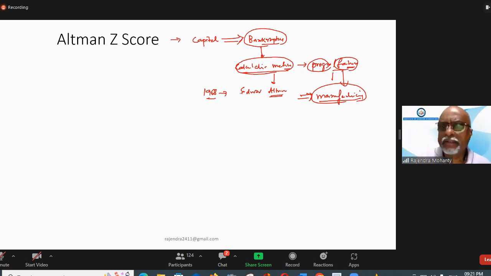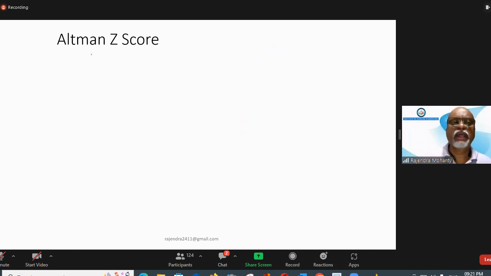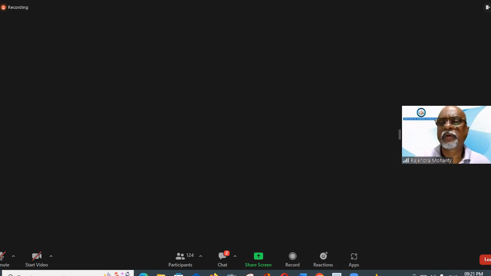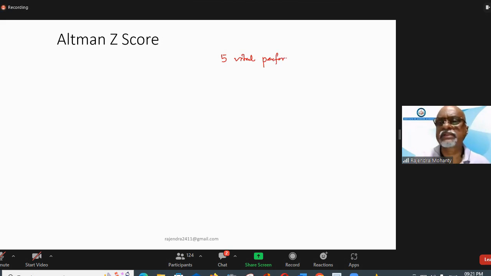So he developed a model which was almost accurate, or we can say it could predict up to a certain significant percentage. And he named it the Altman Z score. What he did, I am telling you, is he combined 5 vital performing financial ratios of those companies, those manufacturers. His research was on manufacturing industries only.